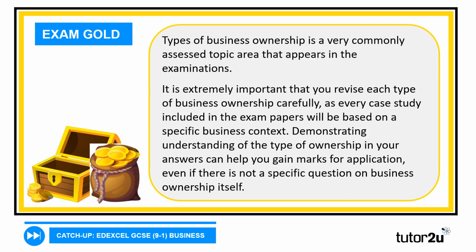So finally, just to recap on 1.4.1 of the specification, which links to types of business ownership. You've been looking at sole traders, partnerships, private limited companies and franchises over the last few catch-up sessions, as well as unlimited and limited liability. Types of business ownership is a very commonly assessed topic area that appears in the examinations, and remember, you need to know the key features and the advantages and disadvantages of each of those specific and different types of business ownership that are listed in the specification.